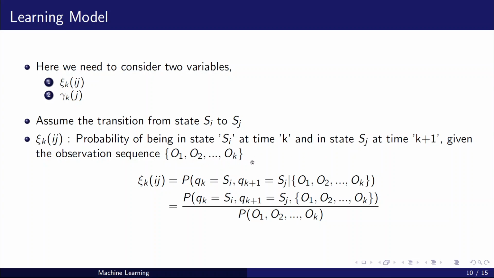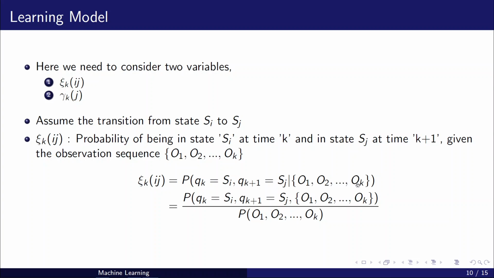So this can be written as the probability that qk is equal to Si, at time k you are at state Si, and q(k+1), at time k plus 1 the state is Sj, given the observation sequence O1, O2, etc. So this is the observation sequence you are given. With this observation sequence, at time k you are at Si and at time k plus 1 you are at Sj. Okay.